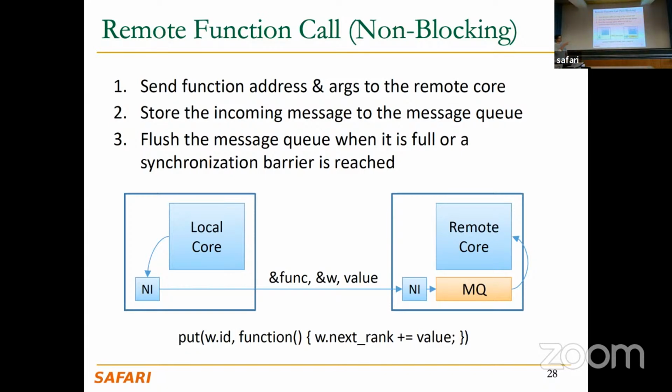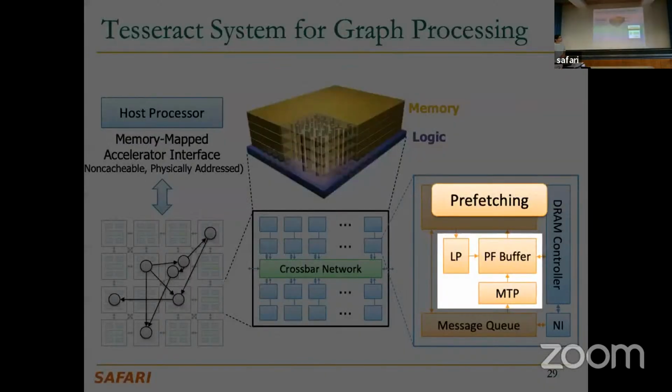When does this happen? Either when the queue is full, of course, because the message queue has a certain, limited size, or when cores reach a synchronization barrier, right? That is when the specific functions that we have there are executed.